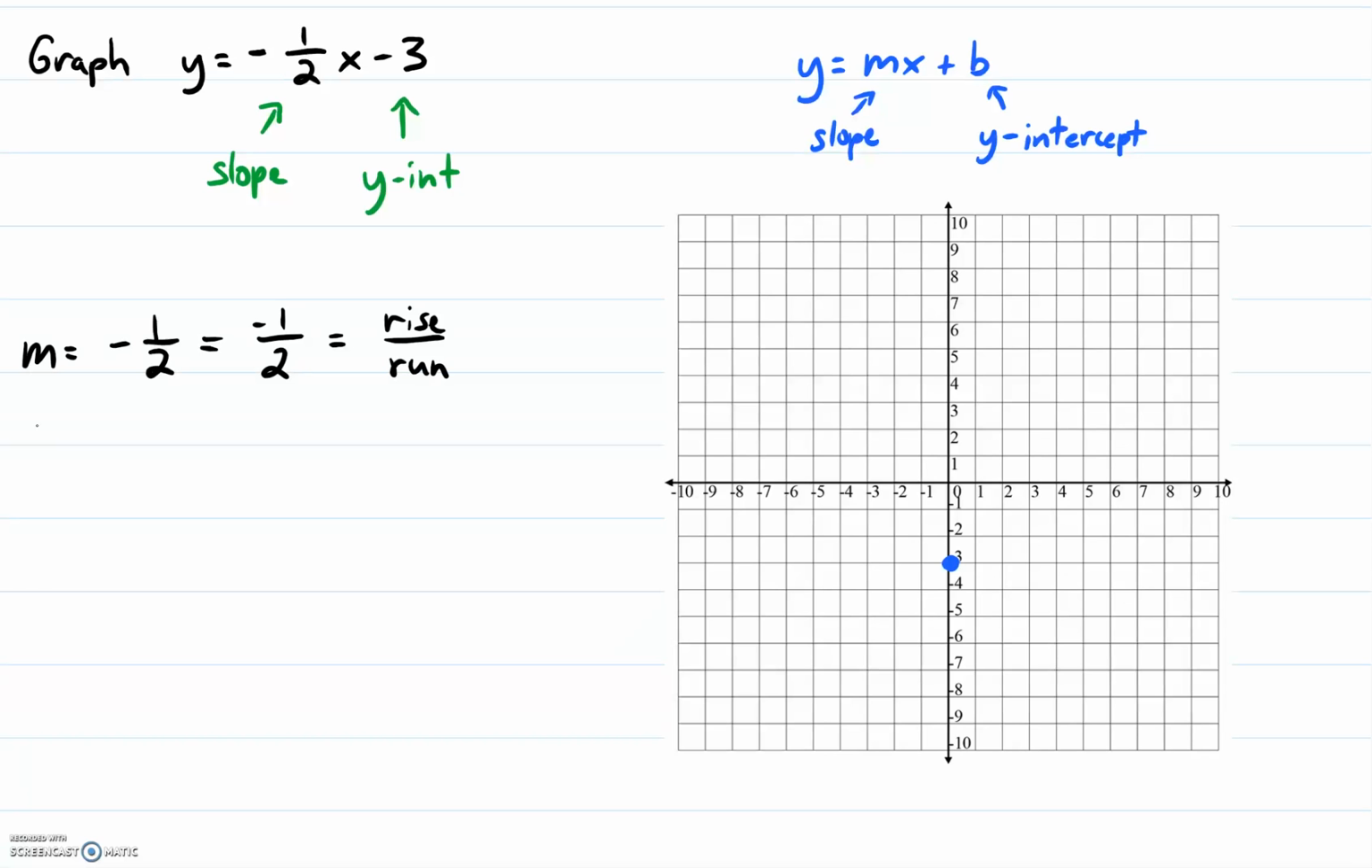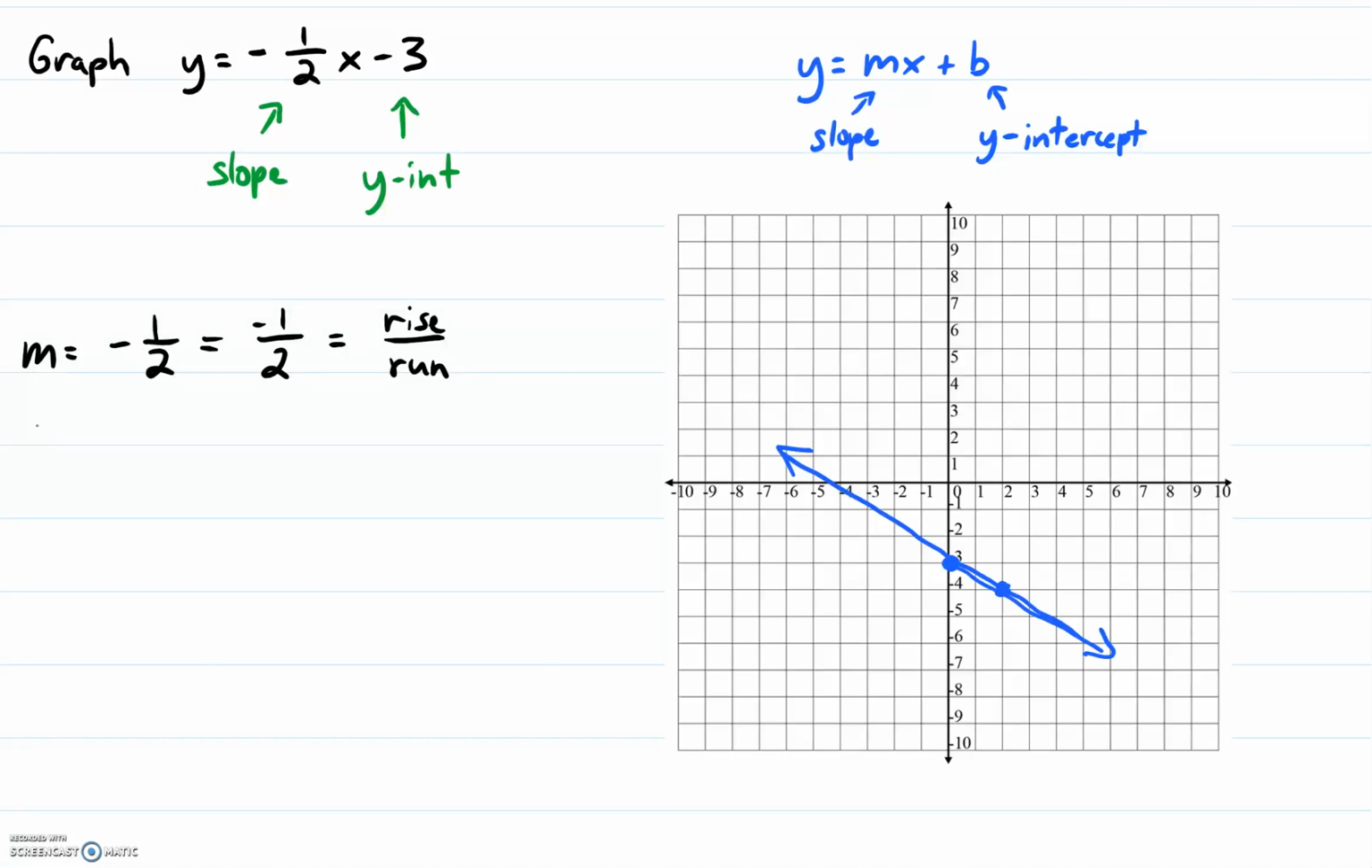And so from the point that we already have that's on this line, on the y-axis at negative 3, we're going to rise negative 1. So that's the same thing as going down 1. And then we're going to run 2. So that's going to the right 2. And so that gives us a second point that is on this line. So we can go ahead and connect the dots. And that is the graph of our line.